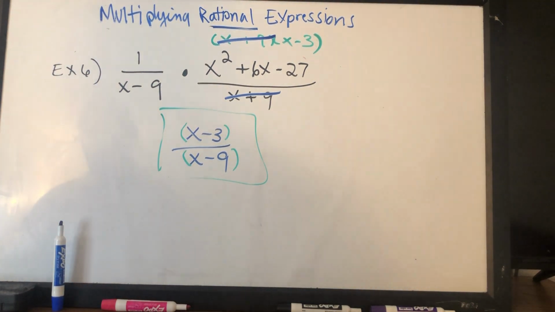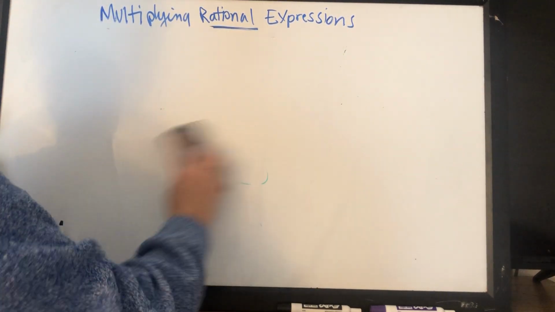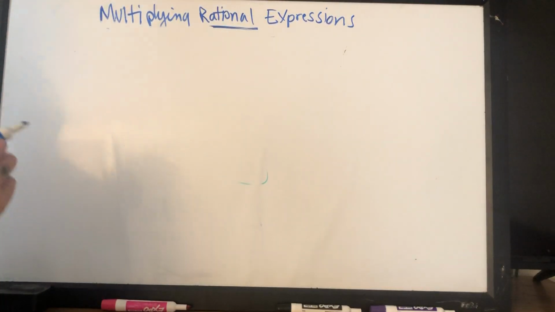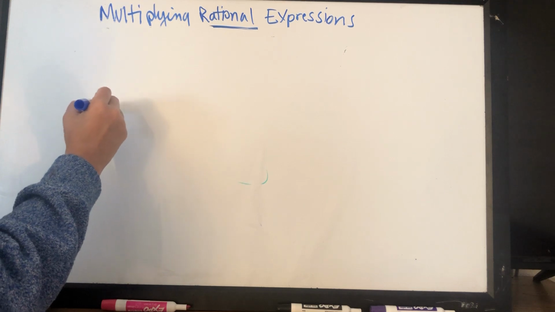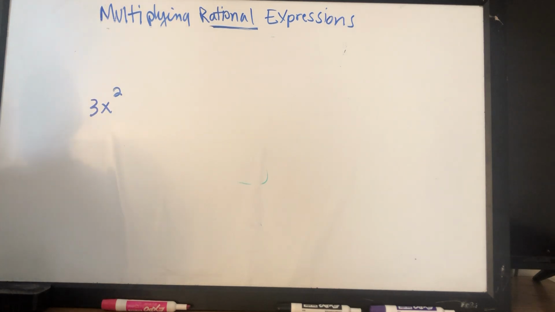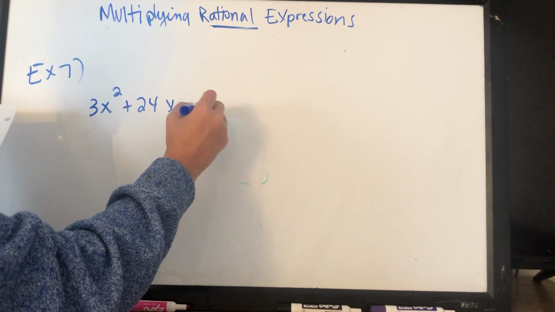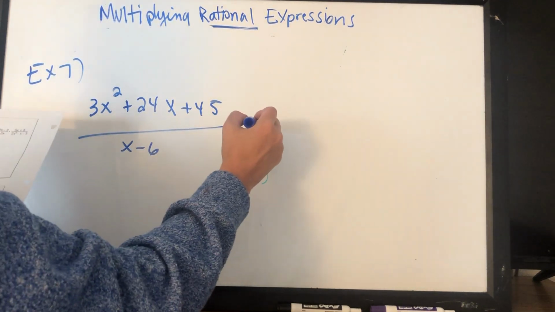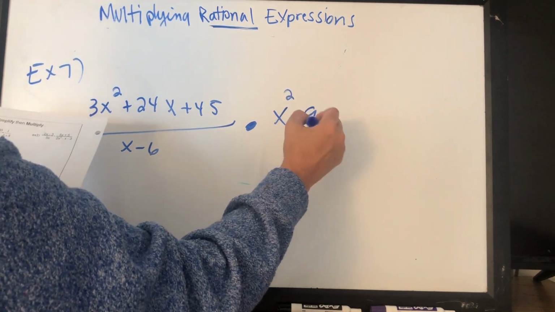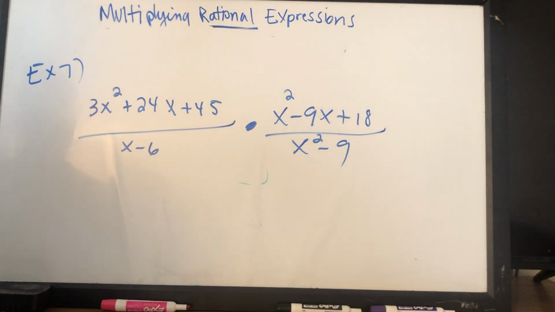Okay. Let's see. Got a couple more. Let's look at this one. 3x squared. What am I on? 7, I think. 1, 2, 3, 4, 5, 6, 7. Example 7. Hopefully you guys are taking these notes. 3x squared plus 24x plus 45 over x minus 6 times x squared minus 9x plus 18 over x squared minus 9. All right, lots to do on this one, guys.